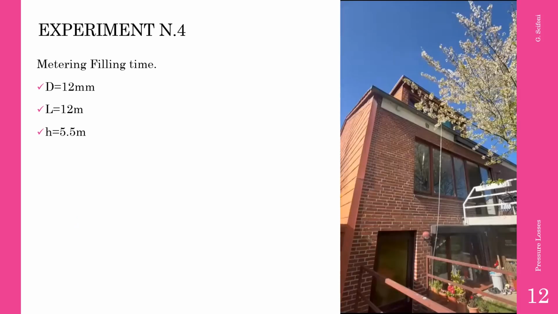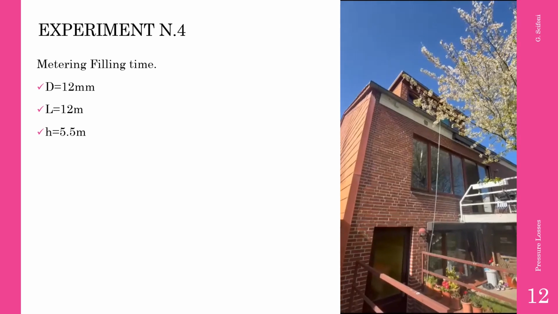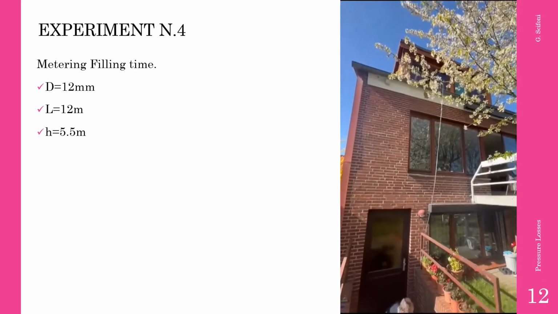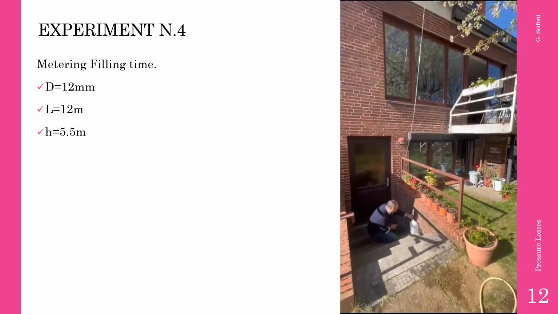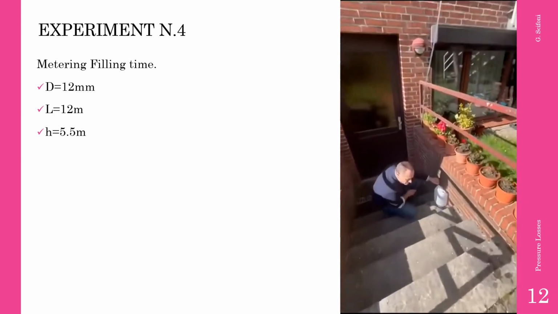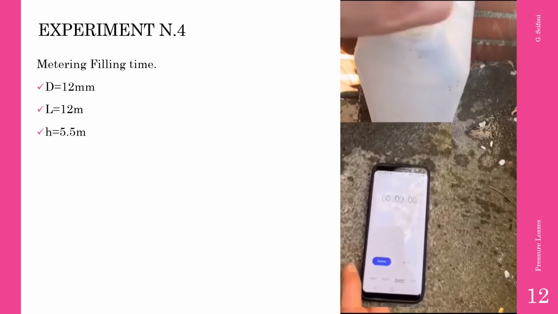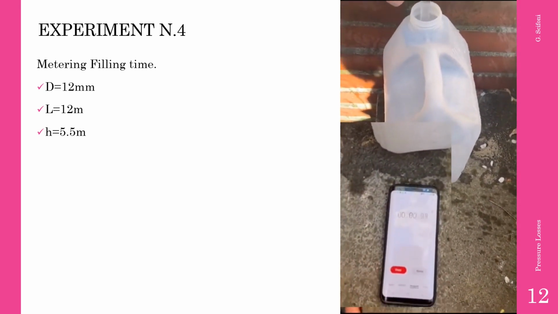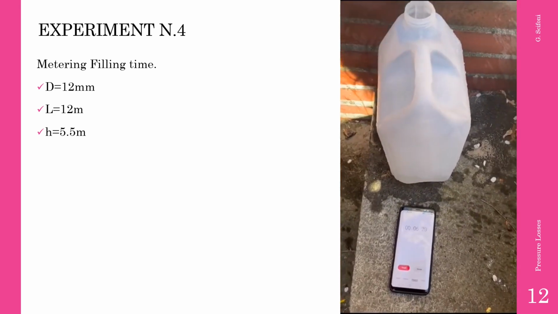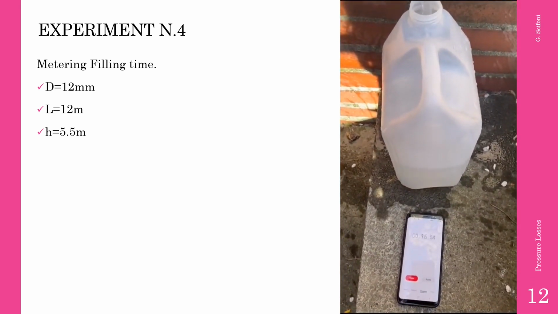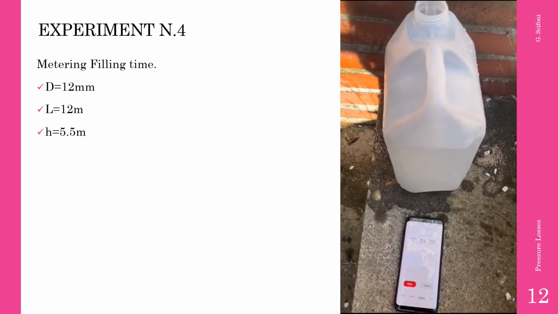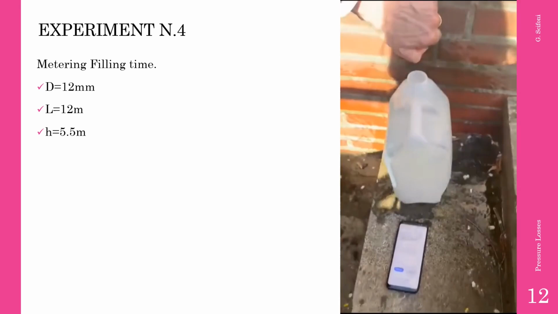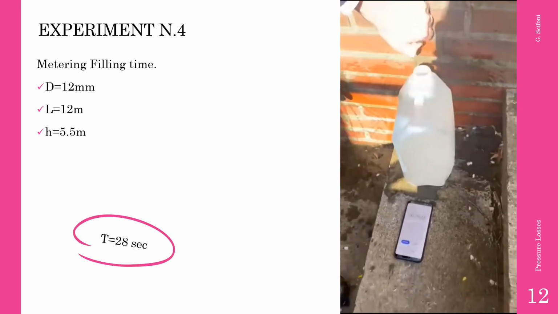And finally, the fourth experiment with the increased differential height. We had to position the canister at the second floor of the house. We start the filling. Speed is increased 4 times. Then back to the normal speed and we meter 28 seconds.